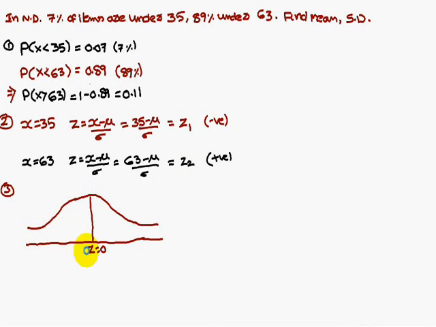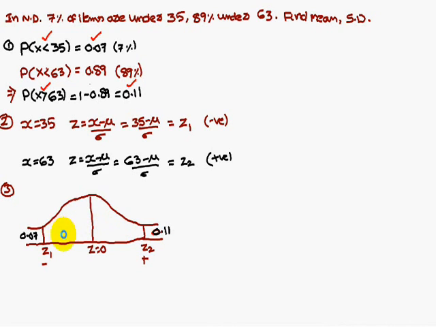Now you consider a bell-shaped curve which is having z is equal to 0, and z1 you spot. A negative value is placed on the left hand side, z2 positive value placed on the right hand side. Now x less than 35, that is z1, therefore x less than 35 is 0.07. That means here it is 0.07. Here it is 0.11. Okay, x greater than 63 is 0.11.